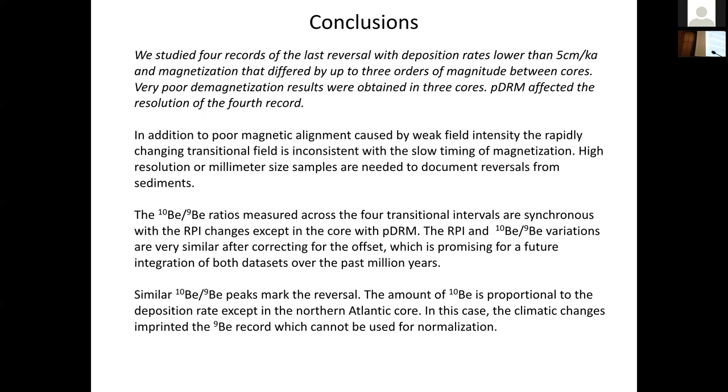What is the sampling interval on your Beryllium-10? The sampling is closer to 2 centimeters. So every 2 centimeters you're making a measurement. So that's over a 2 centimeter interval, a time interval.